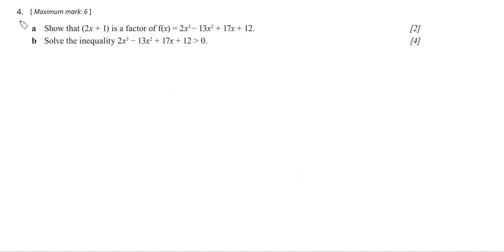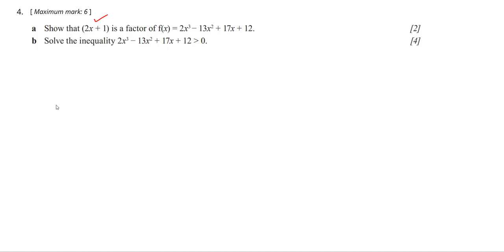Now let's start with question number 4. Here two parts are there, which carry 2 and 4 marks each, maximum 6 marks. In the first part, they're asking that, show that this particular linear expression 2x plus 1 is a factor for this polynomial f of x is equal to 2x cube, so and so. So for this cubic polynomial, we need to show that this 2x plus 1 is a factor for it. Okay. So there are a couple of ways to do it.